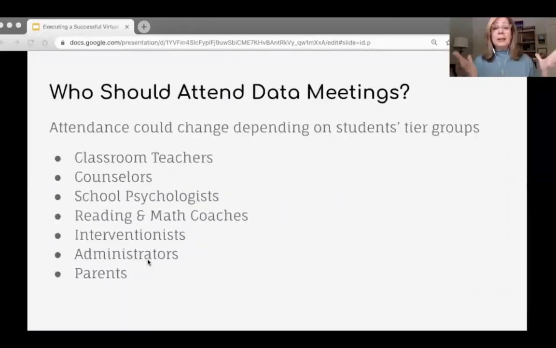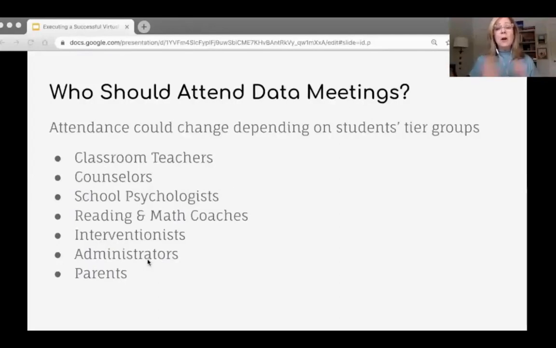So, who is attending? Your district's RTI plan usually dictates who should attend these meetings. It might differ depending on whether you are discussing Tier 2 or Tier 3 students. So let's talk about who may be participating in our meeting. Of course, classroom teachers, counselors, school psychologists, instructional coaches, and interventionists. Of course, administrators are highly valuable at data meetings. And then parents, right? Parent communication is so key.